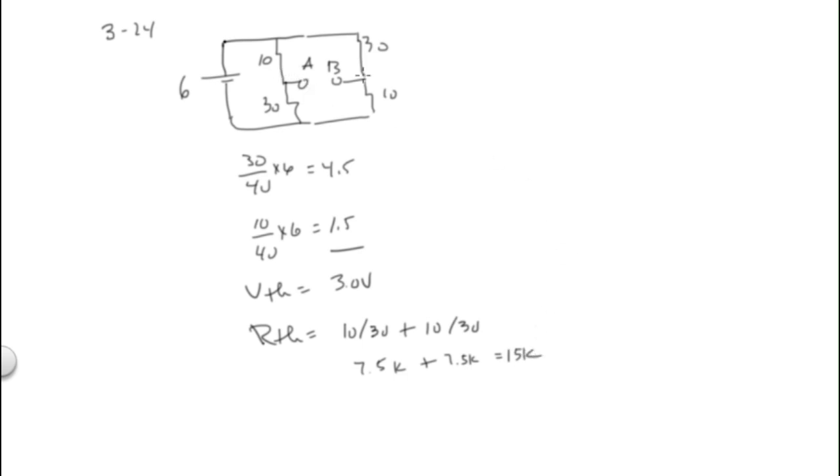Now they ask for what's the current across here, which is your I shorted load. So basically you redraw the circuit. 3 volts and 15K up here. What's I shorted load? 3 divided by 15, right? Or 0.2 milliamps. Okay, this is 324. Okay, 325.